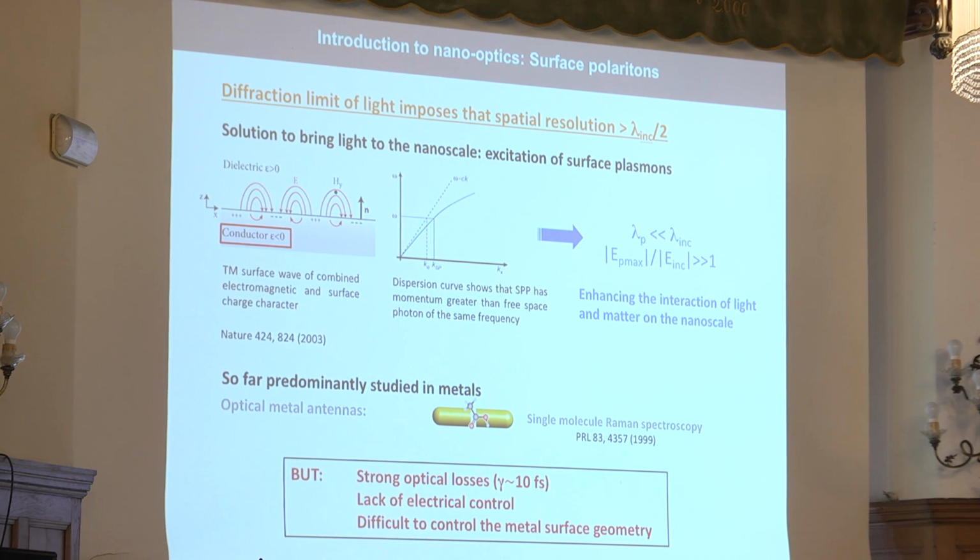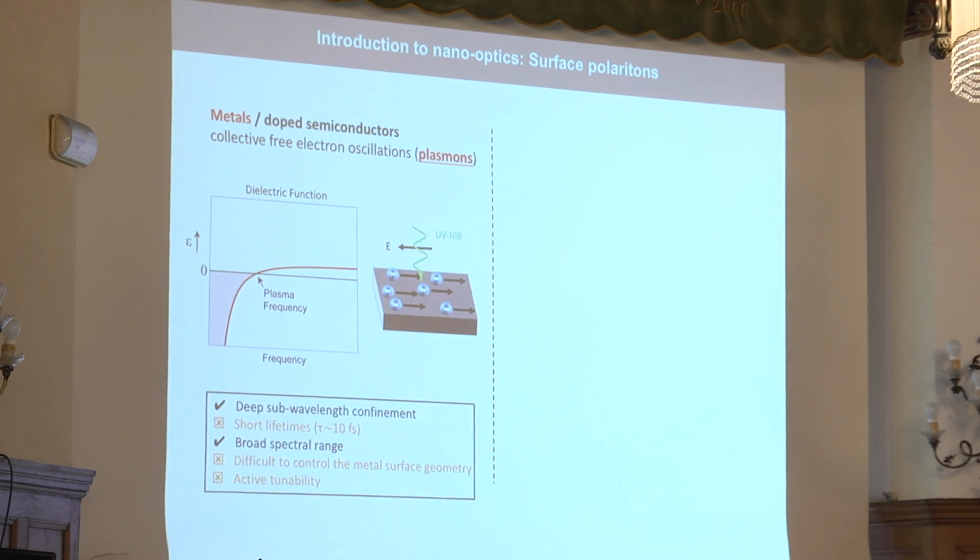Okay, but metals present some problems or drawbacks. Many electrons, the electrons scatter a lot, therefore the lifetime of these surface waves is in the range of femtoseconds, 10 femtoseconds. Really short times. Lack of electrical control. You have a super large density of electrons, and they can screen out whatever field you put in there. You cannot put more carriers. You cannot control the conductivity easily, and this does not allow you to control, for example, the wavelength of the surface wave. Okay, these are some drawbacks. Here I make a summary.